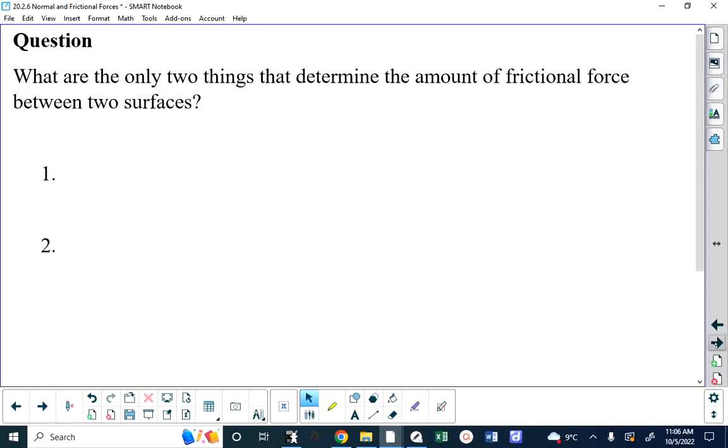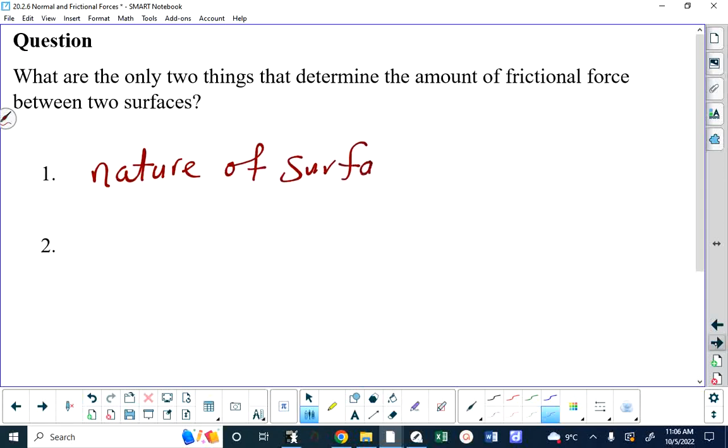So the nature of the surfaces. Texture is part of it, but it's more complicated than that. We'll look at specific examples in a bit, but I hope you would agree that rubber on concrete has a fair amount of friction, whereas rubber on ice has less friction. So it's not just the surface, it's both surfaces. Right?